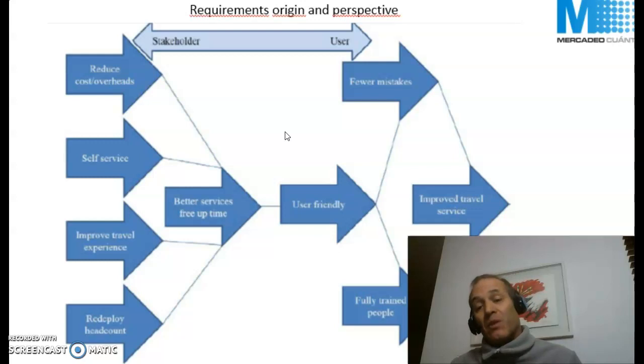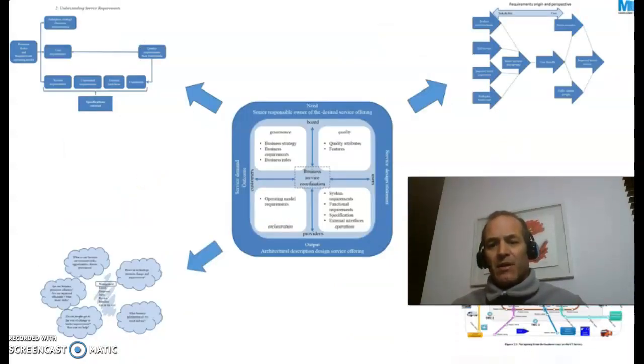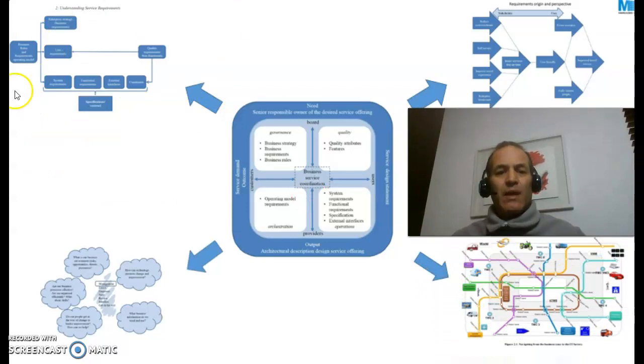What about the end user? They want fewer mistakes, they want user-friendly service, they want fully trained people, and ultimately they want the service to be improved. That's basically the graph. This graph is explaining to us how to bridge the gap between service requirements and perspectives and user needs. And that brings us to the last point of the business architecture that this chapter is laying out.